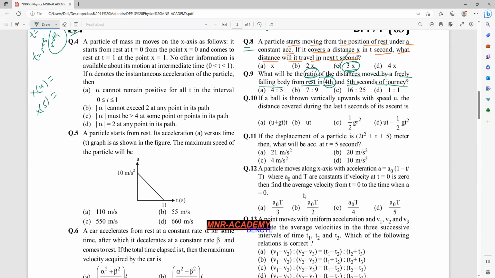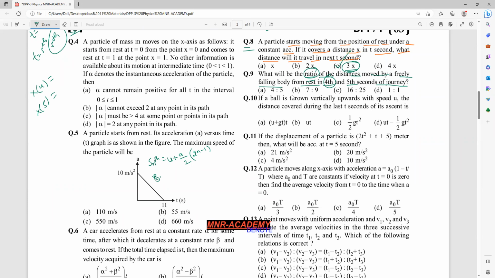So what is the formula? Anybody? Yes, please. Sn is equals to, please respond. At nth second, what is the distance? U plus A by 2 into 2n minus 1. That's all. Now n is equals to 4. So then you can find it. So what is the distance covered in the 4th second, everybody?